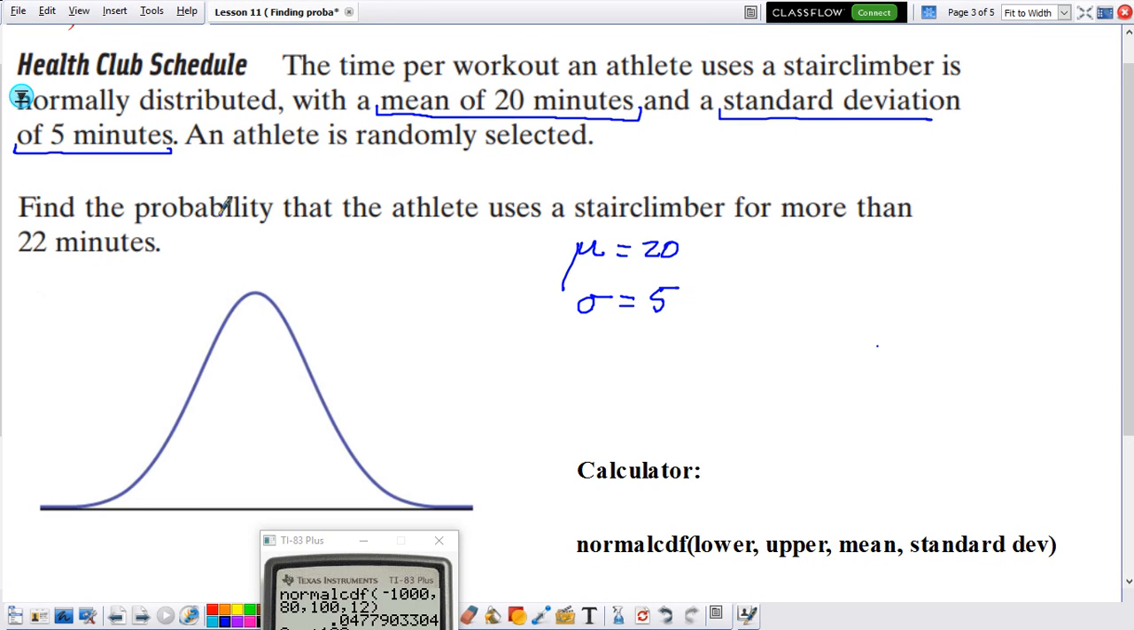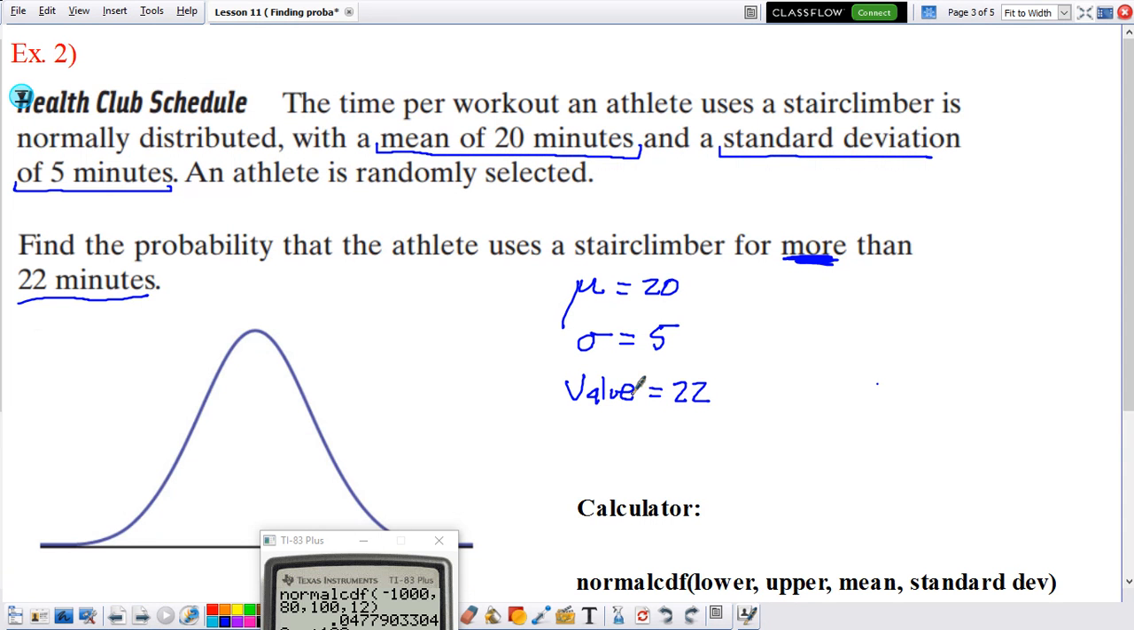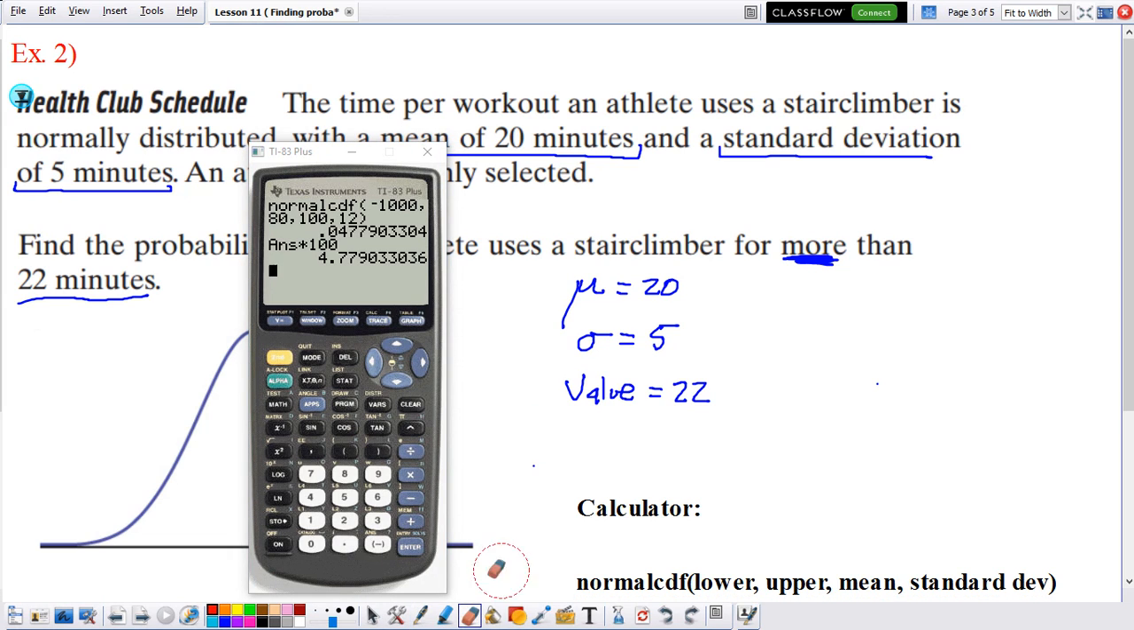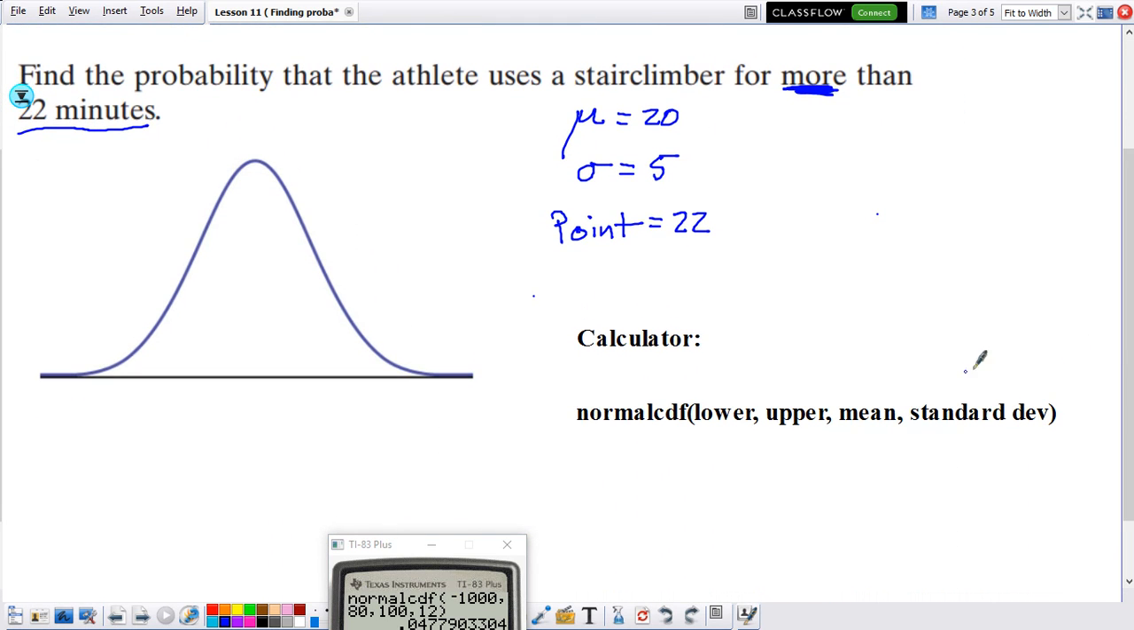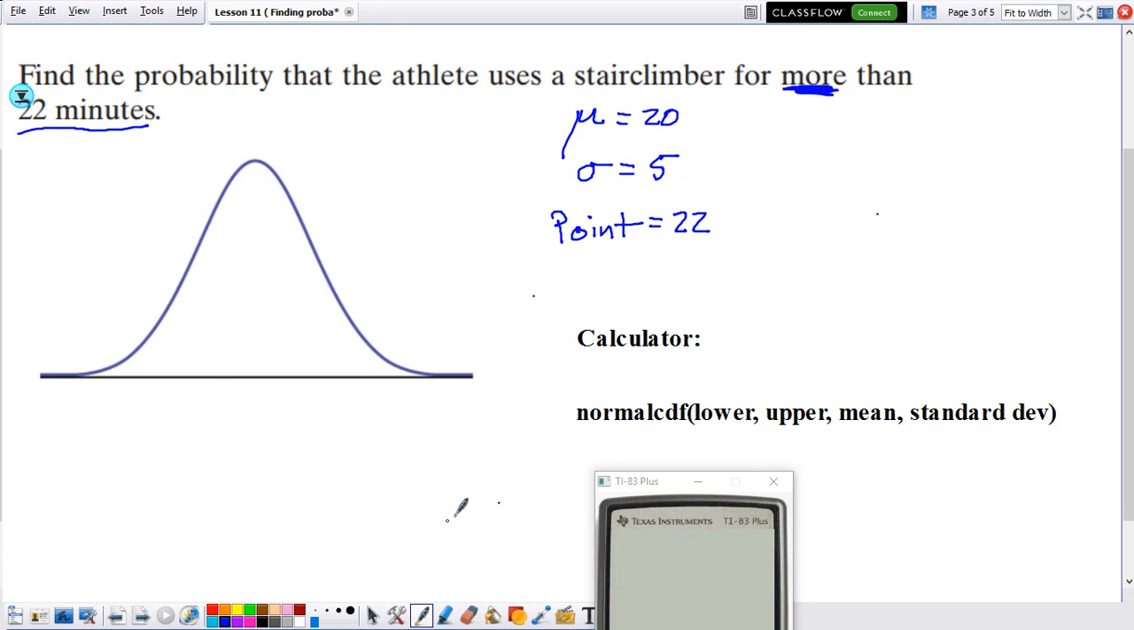Now we want to find the probability that the athlete uses the stair climber for more than 22 minutes. So here the value that we're interested in is 22. Hold on, let's be consistent. It doesn't matter if you call it value or point, but let's be consistent. So our point of interest is 22. Excellent. Once we have those three pieces of information, then we can use our calculator. Again, since we're talking about normal distribution, let's have a visual interpretation of it. So let's plug in our mean. We know that the mean is right here at the center. And we know that the mean was 20 in the problem. So this is 20.